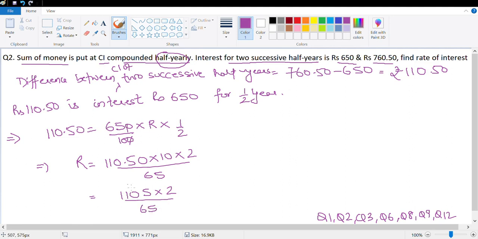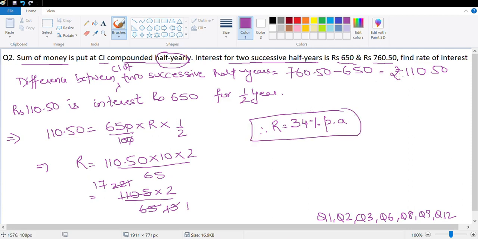Let's see if this can be divided. 5 into 13, 5 into 2, 10, 5 into 2, 10, 1. 13 into 1, 13, 13 into 1, 13, that's 91, which is 7. Therefore, R is equal to 17 into 2, that's 34% per annum.